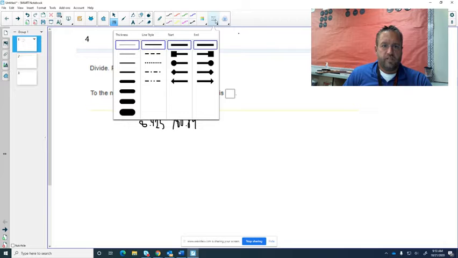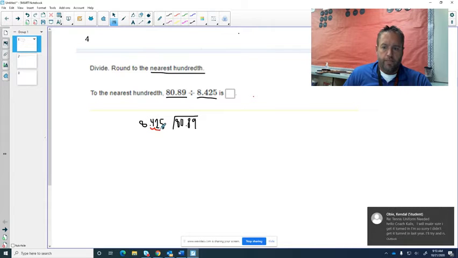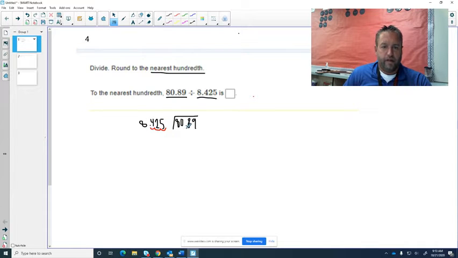Step 1 is we have to turn the divisor into a whole number. So we're going to multiply by 1,000, and so we're going to move the decimal over 3 spots to the right. Whatever we do to the divisor, we have to do to the dividend. So we also multiply by 1,000, and thus the decimal moves over 3 spots, and for the missing place value, we put a 0. Now to make it easier, we're going to rewrite the problem.